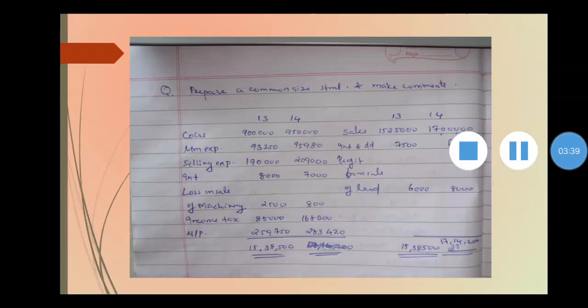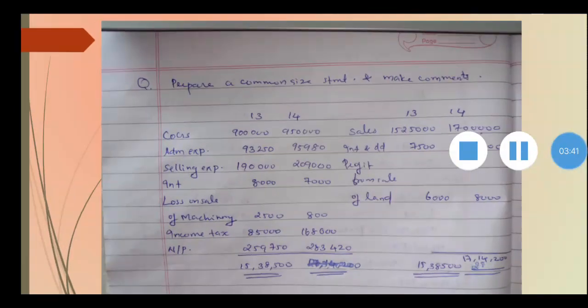Here you are given income statements of a company for 2 years. 2013 is there, 2014 is there. So of course you have to prepare 2 common size income statements. In common size income statement you need only 1 year's data, right?